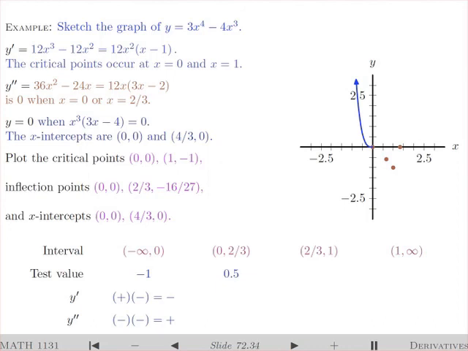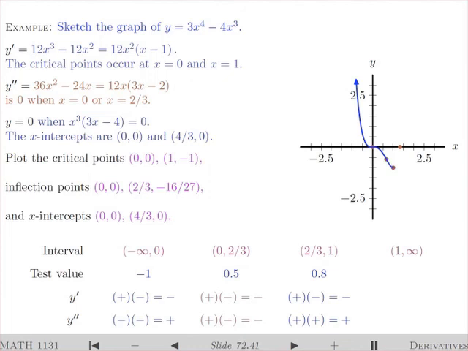Between 0 and 2/3, I can take 1/2 or 0.5. Again, 12x squared is positive there, and x minus 1 is negative, so y prime is negative. In y double prime, 12x is positive, 3x minus 2 is negative, so y double prime is negative. So the function is decreasing and concave down. From 2/3 to 1, again 12x squared is positive, x minus 1 is negative. So y prime is negative. In y double prime, 12x and 3x minus 2 are both positive, which means the function is decreasing and concave up.